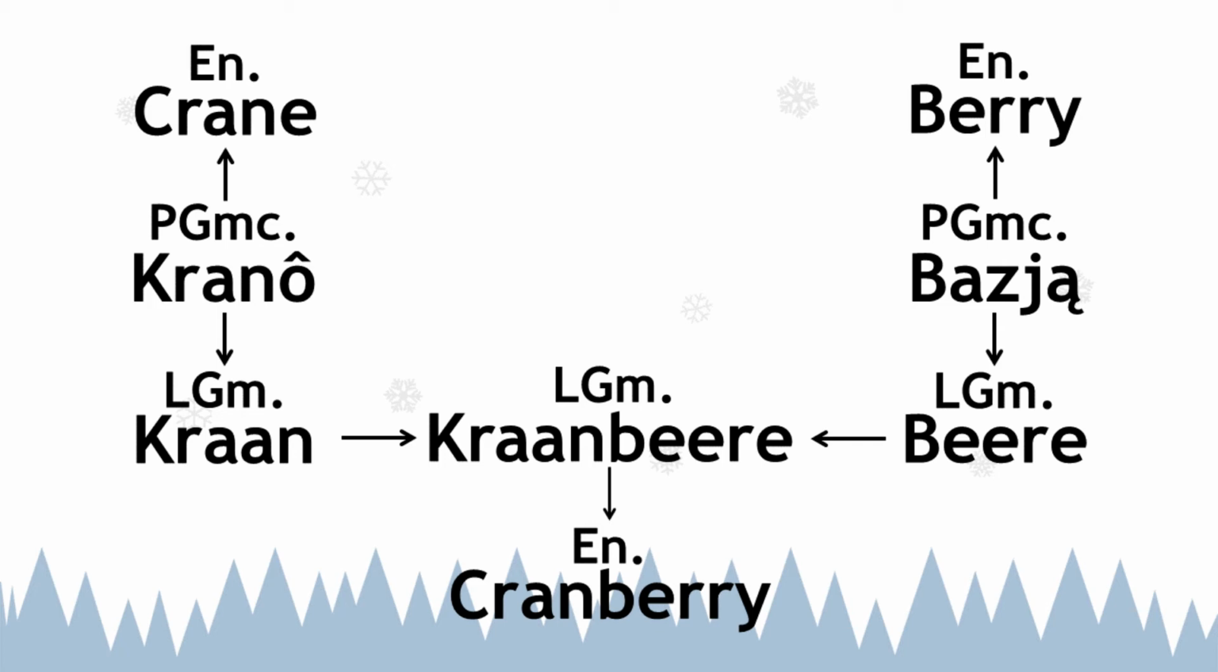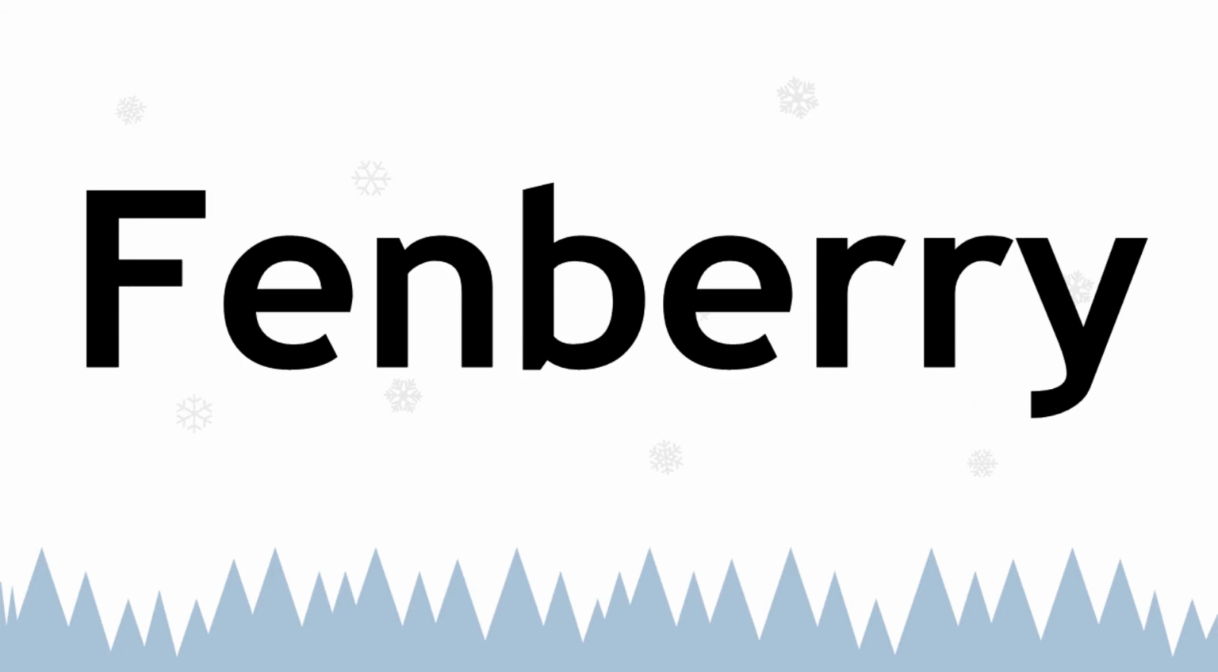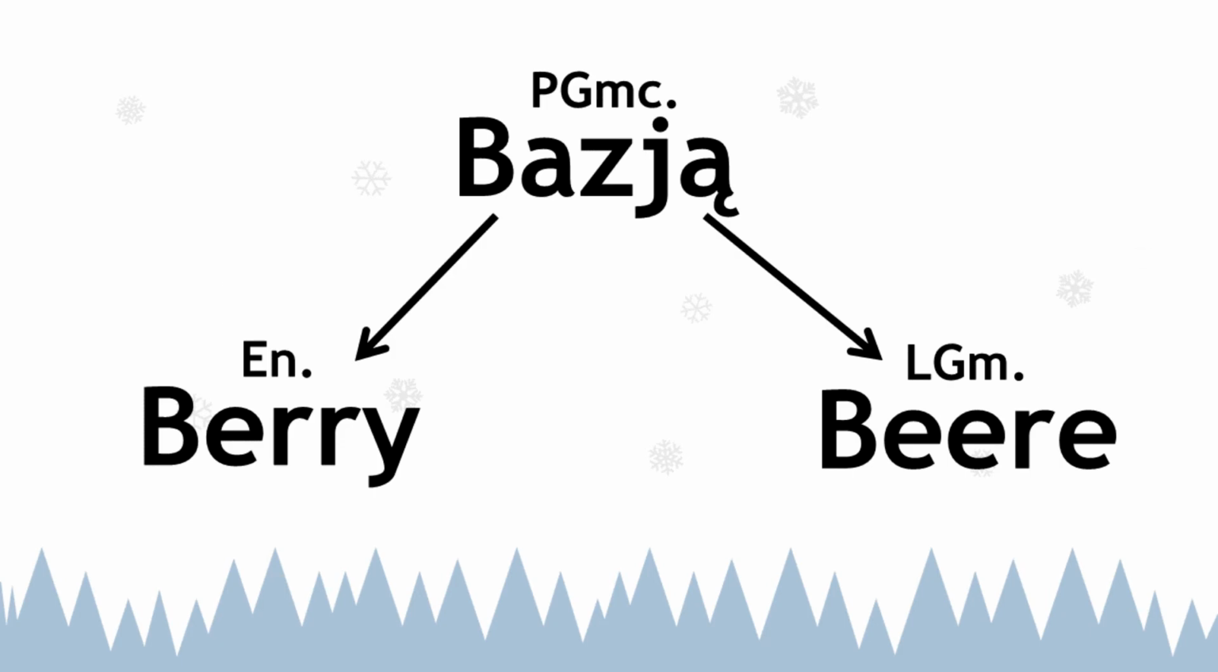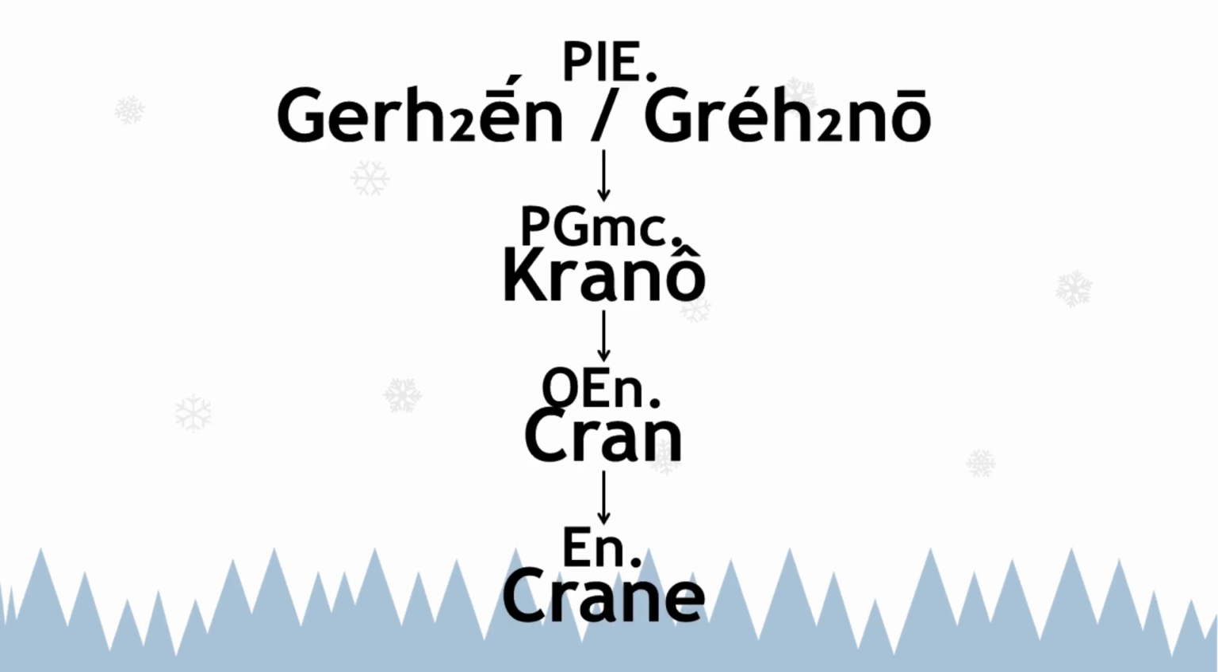A couple of centuries after its emergence in American English, the word spread to Britain, where the berries were previously called fenbreeze, or a number of other dialectal terms. The word berry, along with its Low German cognate, have roots in Proto-Germanic bosion, from an unknown source. Crane, however, can be traced back through Old English and Proto-Germanic to the Proto-Indo-European root ger, to cry out.